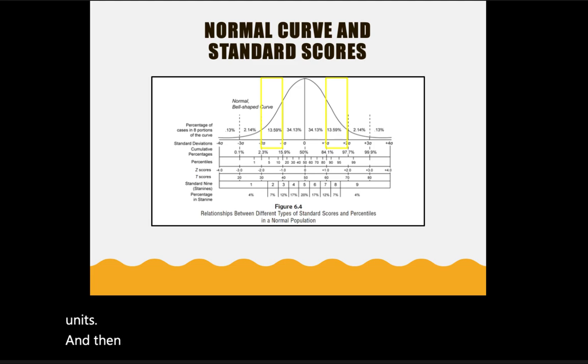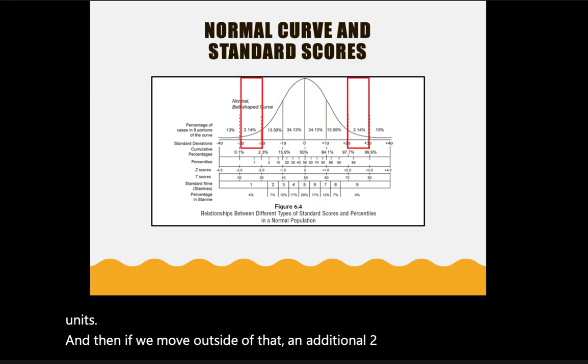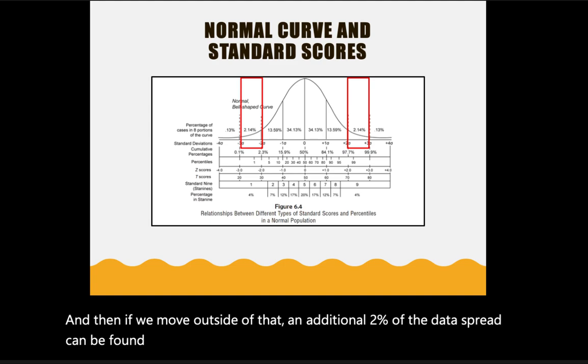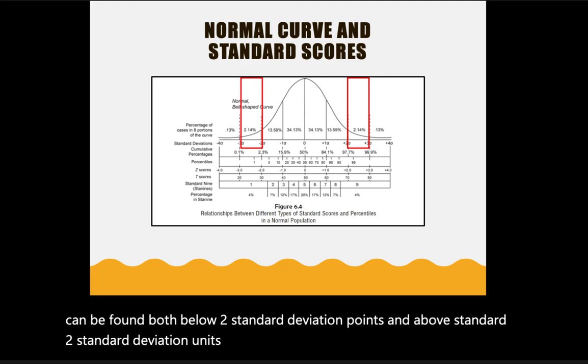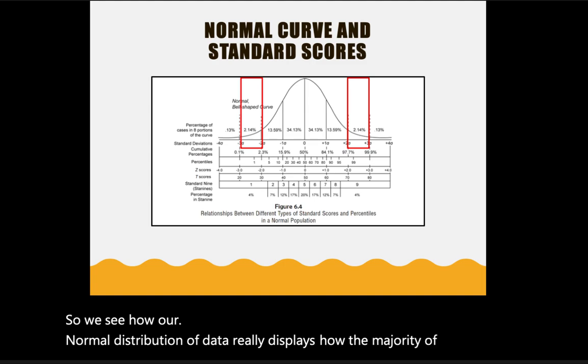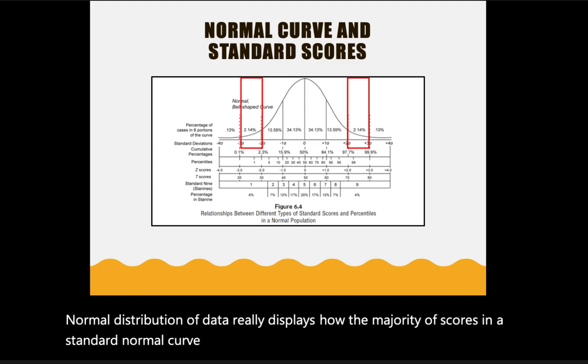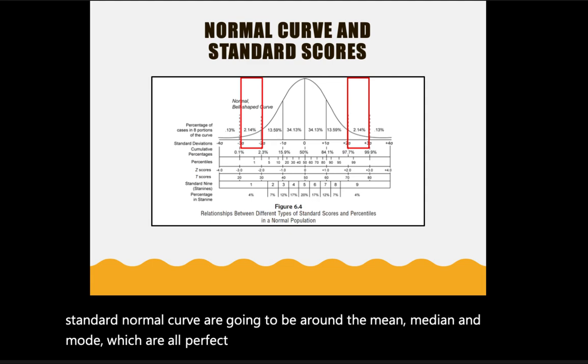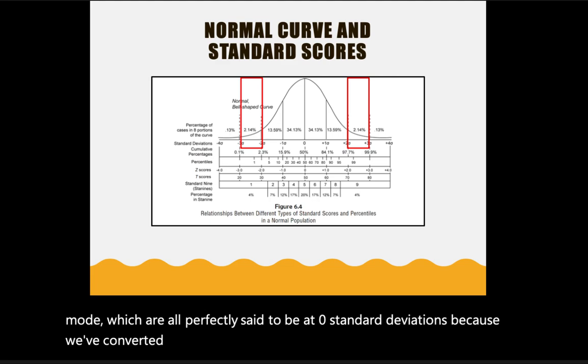And then if we move outside of that, an additional 2% of the data spread can be found both below 2 standard deviation points and above 2 standard deviation units. So we see how our normal distribution of data really displays how the majority of scores in a standard normal curve are going to be around the mean, median, and mode, which are all perfectly said to be at 0 standard deviations because we've converted the mean to 0.